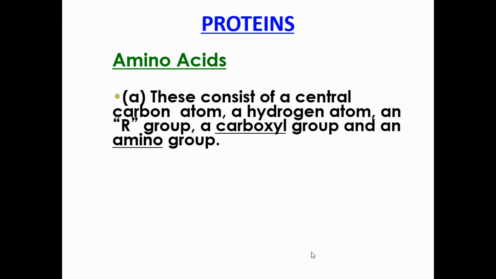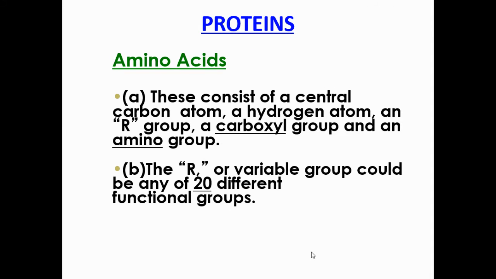So amino acids are going to consist of a central carbon atom, a hydrogen atom, and an R group, along with a carboxyl group and an amino group. Now the R group, or the variable group, could be any of 20 different functional groups. That is a lot of functional groups, but on the same note, it's not that many because you guys all look very different, but you all have the same exact 20 different functional groups to work with. They're just put together in different orders.